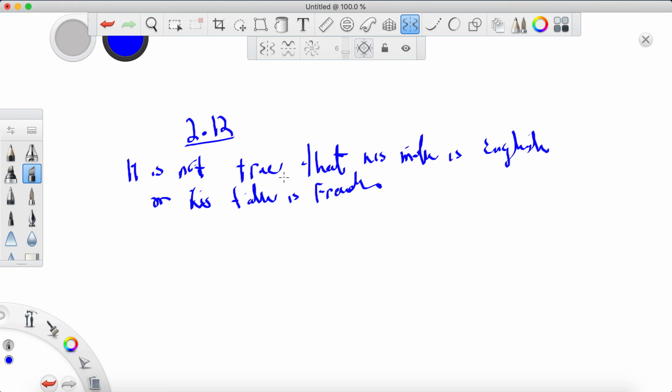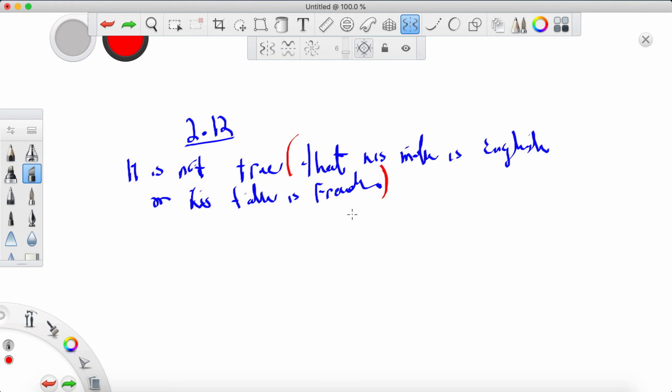Okay, so the issue here is really when we say it is not true, what is the scope of that statement? So by scope, I mean, how do I parse this statement out? What is this, or another way of saying it is, what is this applied to? Well, it seems pretty clear that it's saying it like this. It is not true that his mother is English or his father is French.